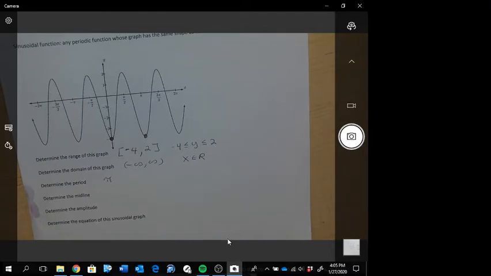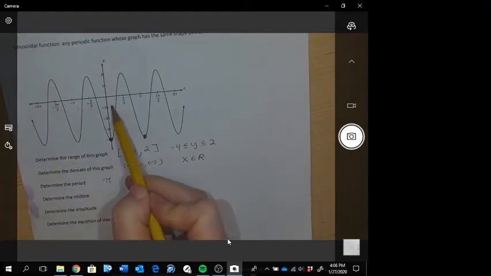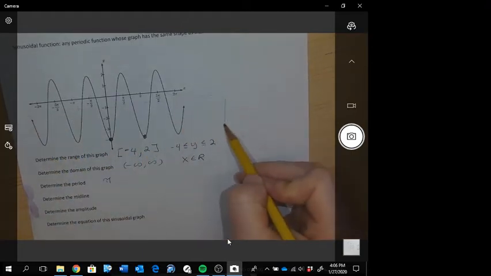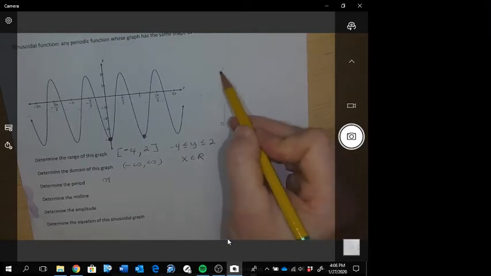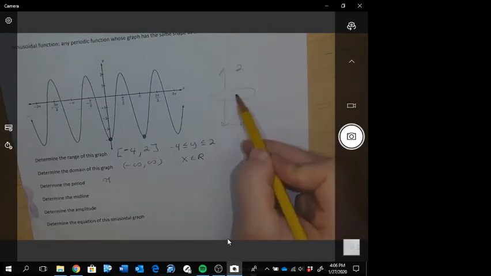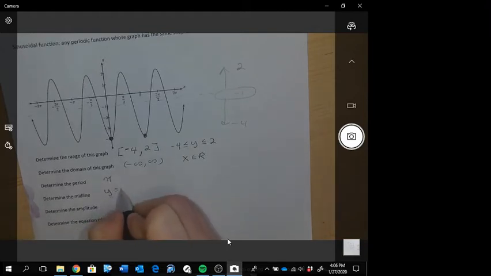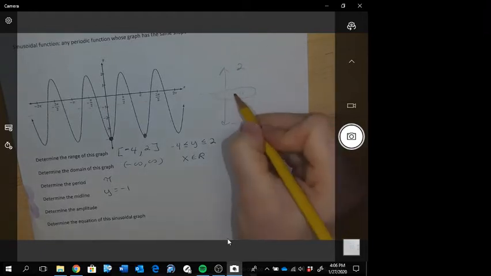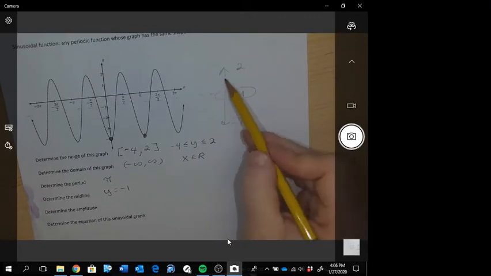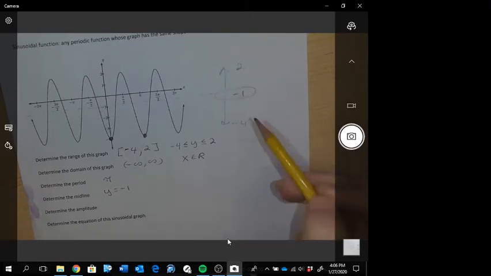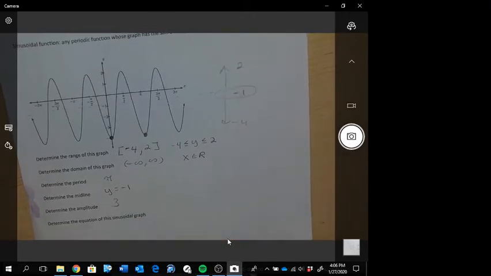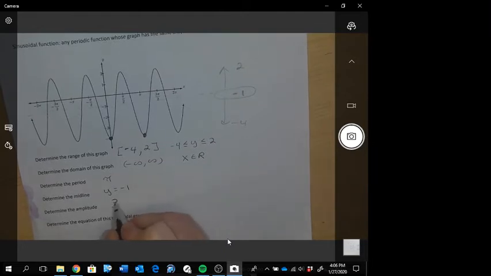And determine the midline. Halfway between -4 and 2 is -1, so y equals -1. The amplitude is how far you are stretched off of the midline. We go 3 up and 3 down from the midline, so the amplitude is 3.